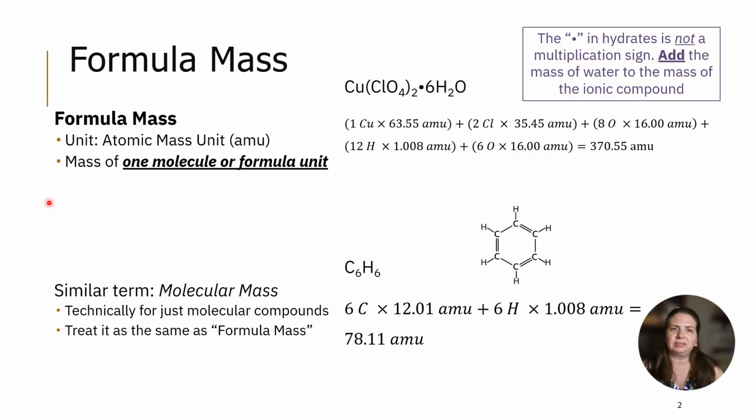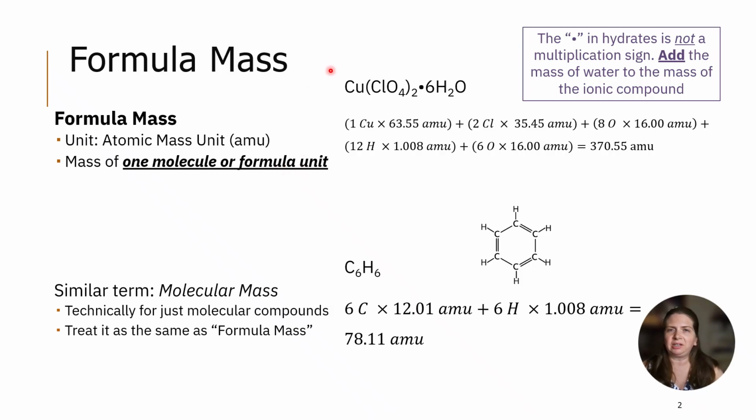You may hear the term molecular mass, which is technically just for molecular compounds, but it is calculated the same way as formula mass. For our purposes, these terms are calculated the same way, although formula mass is the more general term. Let's work through two examples of calculating formula mass.